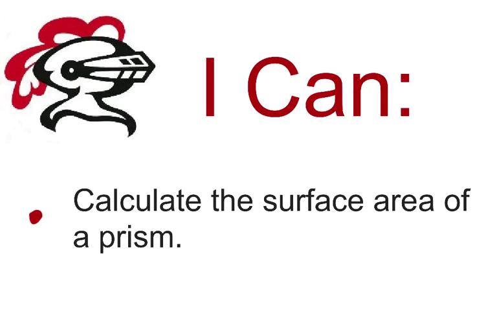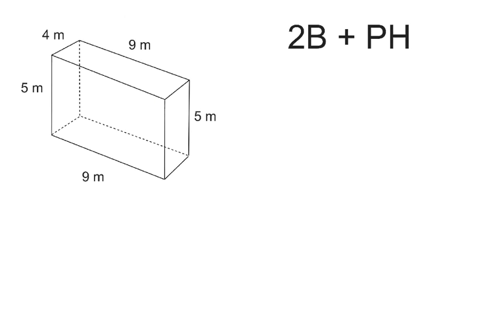By the end of this, you're going to be able to say, I can calculate the surface area of a prism. Okay, so let's start off right away. You should have a formula sheet with your notes here, and it should give you the formula 2B plus PH. The big B being the area of the base, P stands for perimeter, and H stands for the height.